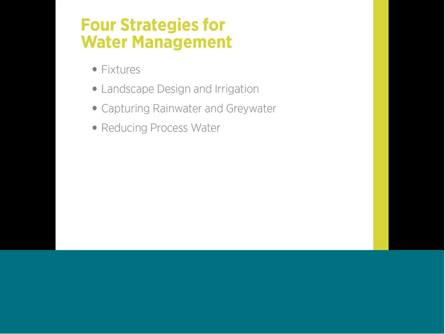Consider focusing your water reduction strategies in 4 areas: fixtures, landscape design and irrigation, capturing rainwater and gray water, and reducing processed water. Keep in mind that your team may decide that it is best to pilot one strategy at a time. Next, we will review examples of water management policies and procedures your school can implement.